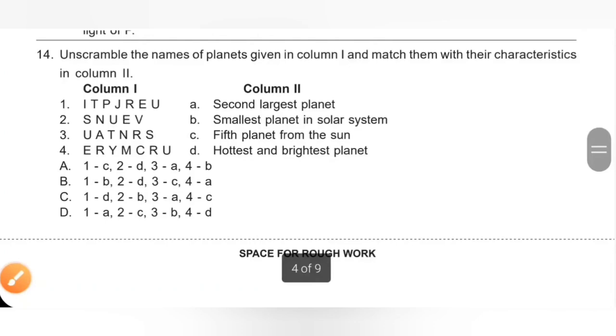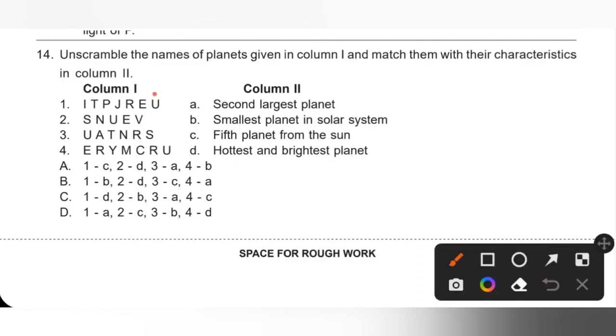14th. Unscramble the names of planet given in column 1 and match them with their characteristic in column 2. So on unscrambling we get Jupiter. Jupiter is the fifth planet from the sun. So 1C. So option A is the correct answer.